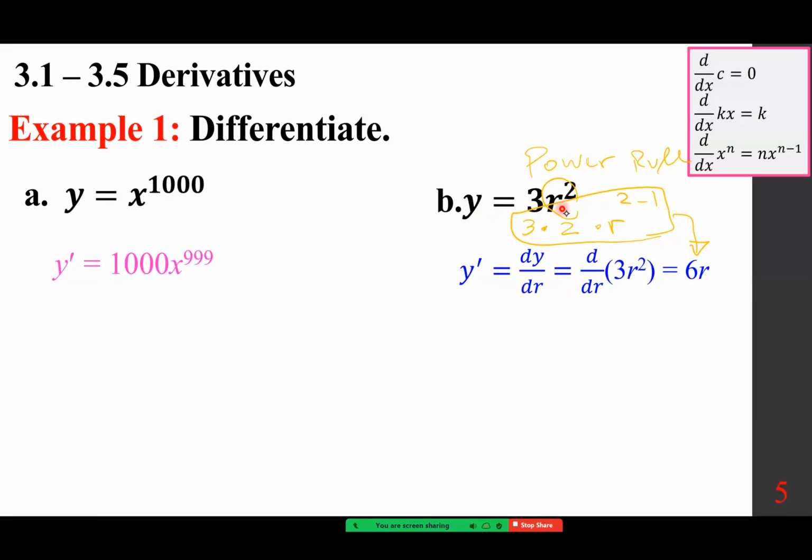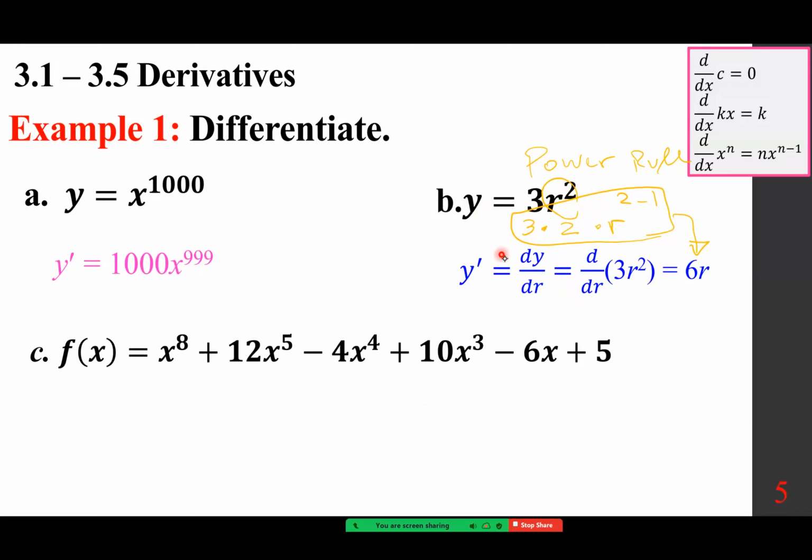Okay, so we use the power rule on r squared. The 3 is a multiplier, it remains. All right, how about this one? Let's give everybody a moment. See if we can figure out the answer for this function. F of x is x to the power of 8 plus 12x to the power of 5 minus 4x to the power of 4 plus 10x cubed minus 6x plus 5.